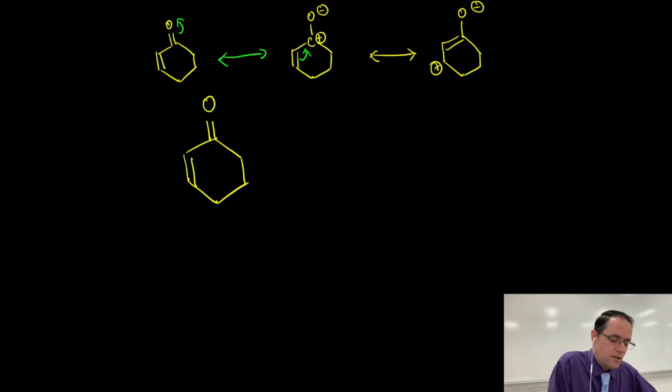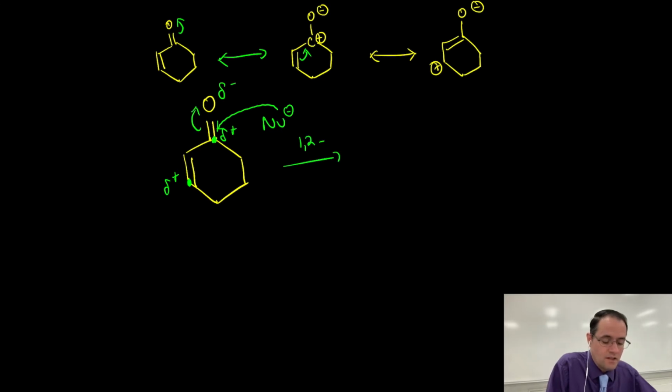And if we draw our structure here and label the delta plus and delta minus sites, the oxygen is of course delta minus in all of these resonance structures. And the carbon here is delta plus and the carbon here is delta plus. Now, we've seen nucleophiles attack right here, and we call this 1,2 addition, and this will, after workup, give us a situation where we have our nucleophile attached.